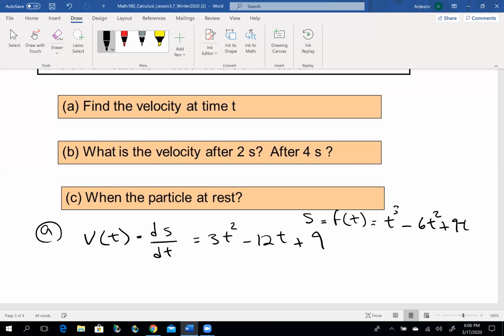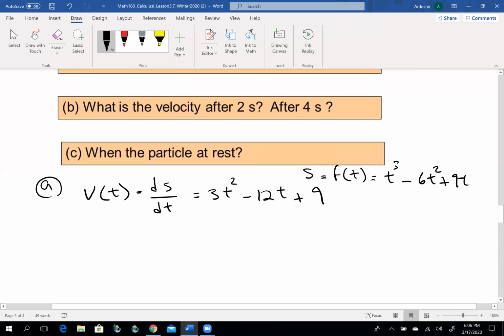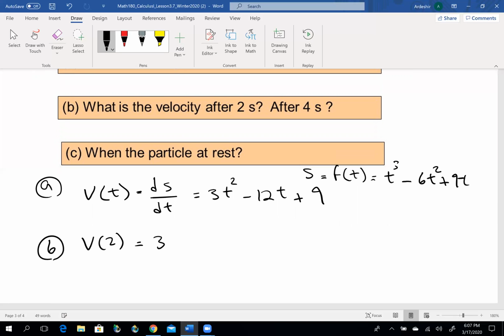So now let's do part B. What is the velocity after 2 seconds? And then what is the velocity after 4 seconds? So again, I'm going to use part A's answer. So part B is going to be the velocity after 2 seconds. So again, guys, I'm going to replace t with the 2. So it's going to be 3 times 2 squared minus 12 times 2 plus 9.